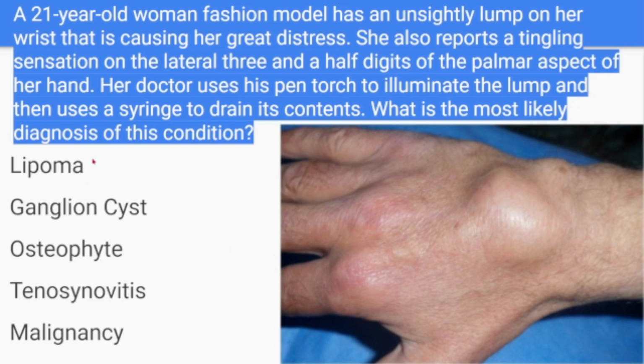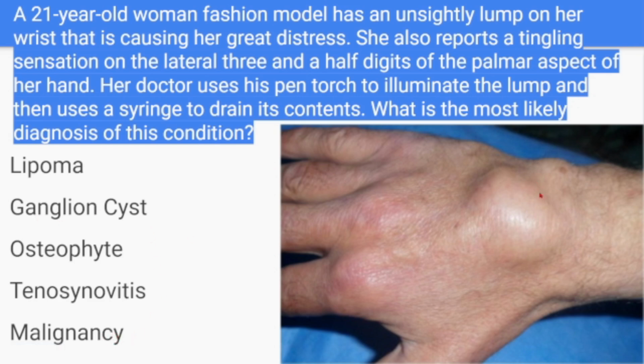Well, lipoma, that's a solid structure. Not going to be able to drain that, but it can look the same. Ganglion cyst, it's a cyst. Osteophyte, that's a bone. Synovitis, well, you could drain fluid there. You might be in the tendon when you're sticking that needle around. And then malignancy, again, unlikely. The answer is this is a ganglion cyst.